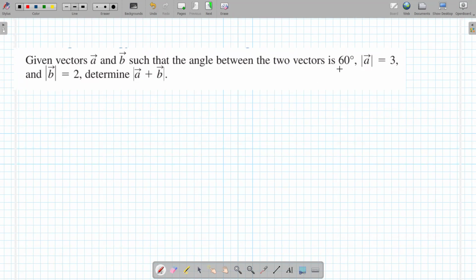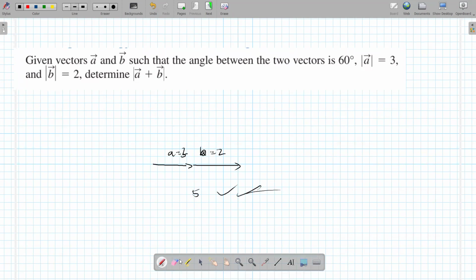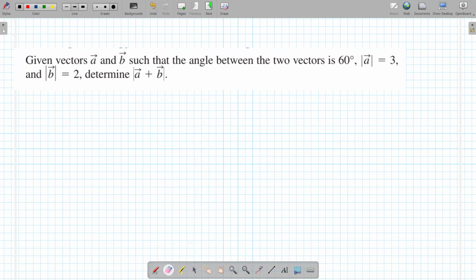Because there's an angle between them. If they were both in the same direction, then the answer would be 5. If this was A, 3 units, and this was B, 2 units, then A plus B would be 5. That's fine. But here, they're not going in the same direction. They're going in completely different directions. A is going somewhere with 3 units, and the angle between A and B is 60 degrees, and B is going this way at 2 units. The question is, what's A plus B?